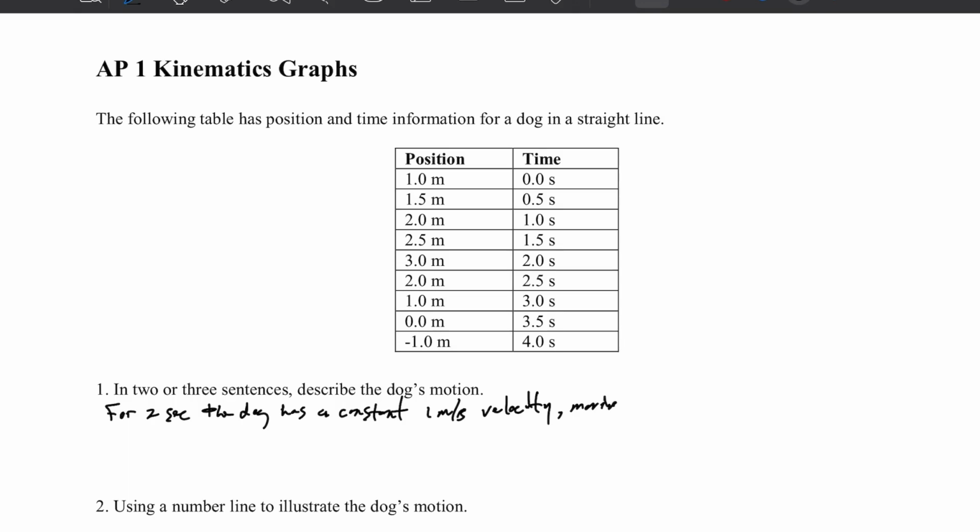That's the velocity that it's moving away from the origin because the position is getting larger. If it's getting smaller, it'd be moving towards the origin or towards the detector. Then for the next 2 seconds, from 2 seconds to 4 seconds, the dog has a constant negative 2 meters per second velocity, so it's coming back towards the detector and even passing that detector or that origin. I'm going to say the detector is at the origin at 0.0 meters, so the dog is coming back towards that and then progressing through.